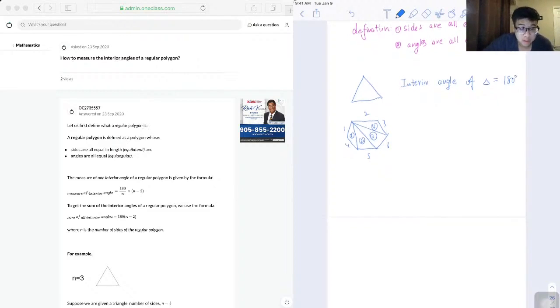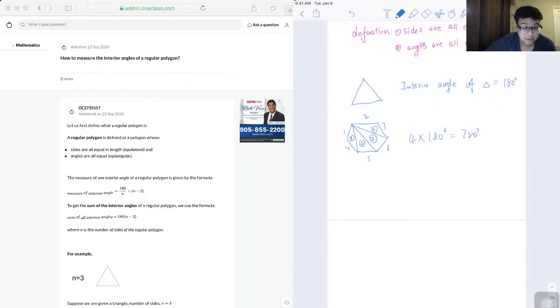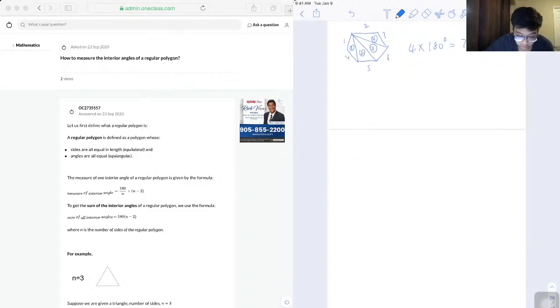And since we know the sum of the angles of a triangle is 180, and we got 4 of them, we just use 4 times 180. It's equal to 720 degrees. So if we write a couple more of these, we will find the pattern, and I'll write the formula here. So angles.